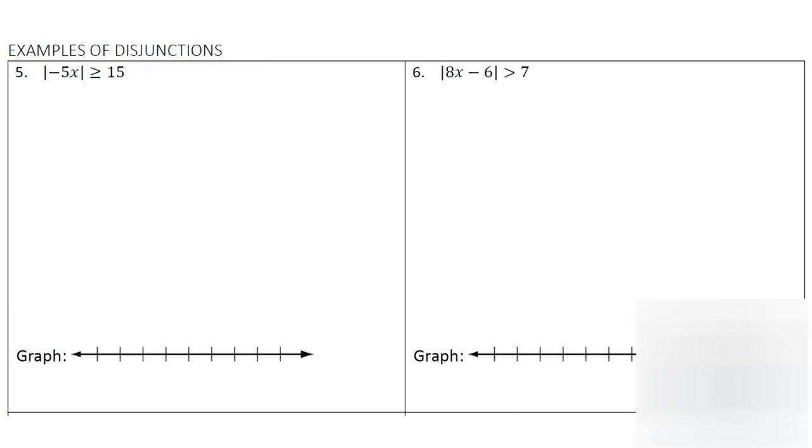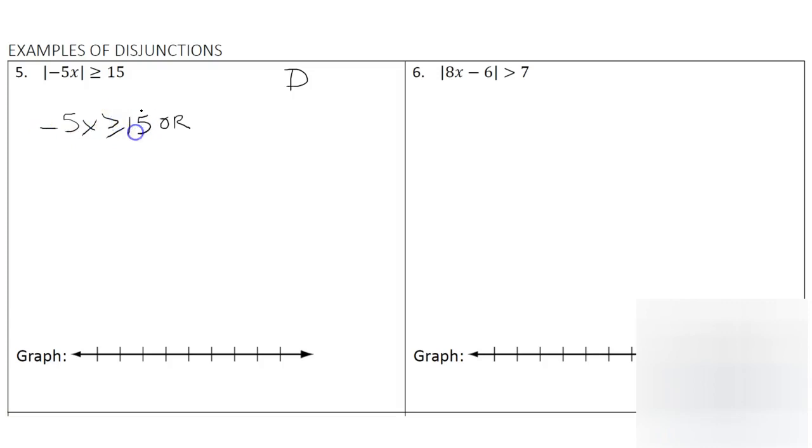Now let's look at disjunctions. Whenever you see an absolute value greater than a positive number, you have a disjunction. Whenever you have a disjunction, start with the word or. Write the inequality just as it appears, except without the absolute value. So negative 5x is greater than or equal to 15.